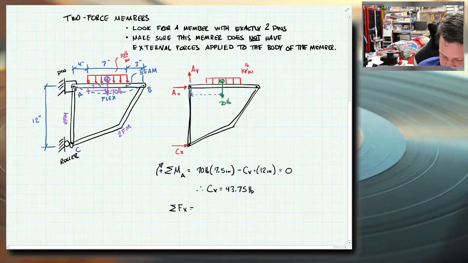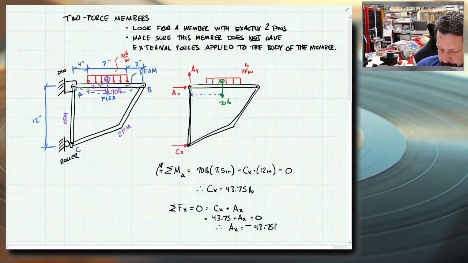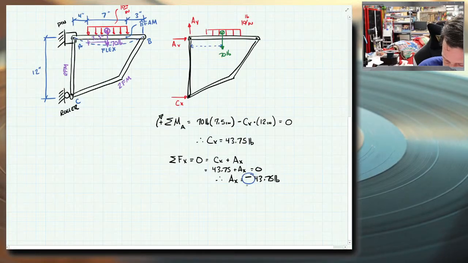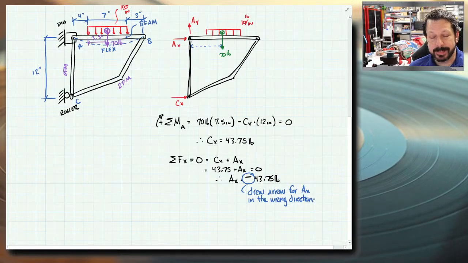Then I could do one of my other 2 equilibrium equations. Summation of forces in X equals 0. Looking at my free body diagram, I have CX plus AX equals 0. I just found a value for CX, 43.75 plus AX equals 0. Therefore, AX is negative 43.75 pounds. That negative means I drew the arrow for AX the wrong direction. So it's not a big deal. It just means that I need to account for that either with a negative sign, or the next time I draw AX, draw it the right way.